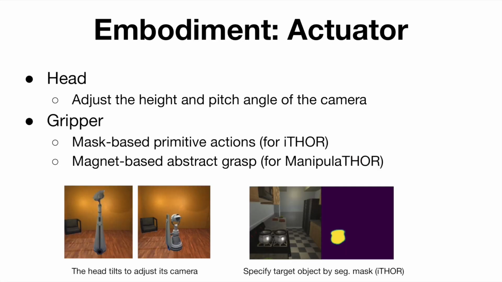AI2-THOR also supports actions for the robot head to adjust the height and the pitch angle of the camera. For iTHOR, the gripper actuator interacts with the object specified by the input mask with a predefined primitive action. For ManipulaTHOR, the gripper functions as a magnet, and an object can be snapped to the gripper.